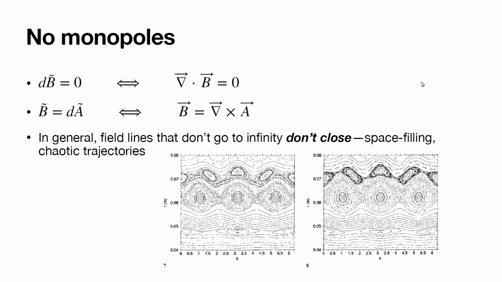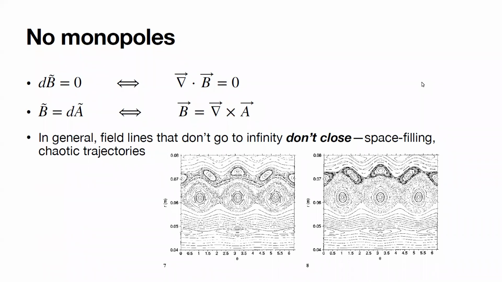It is divergenceless. So dB, the exterior derivative of B, is equal to 0, which means at least locally that we can represent it as the d of a 1-form, the vector potential. Now, from introductory physics, you get the idea that when you have a no-monopole field, the field lines should either go off to infinity or make closed loops. But it turns out that's actually not true. It's true only for very symmetric, very simple systems.